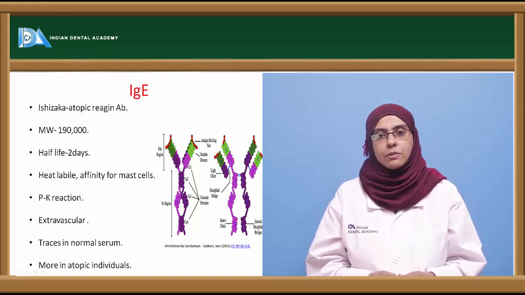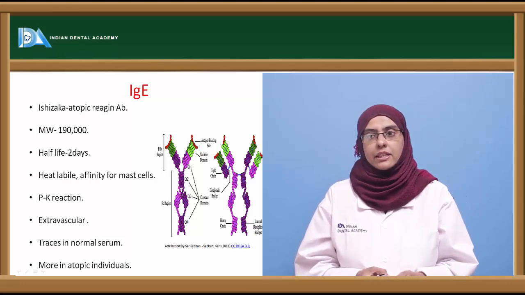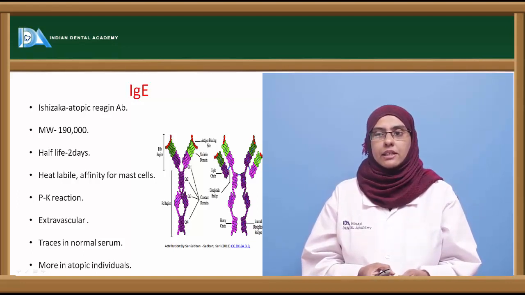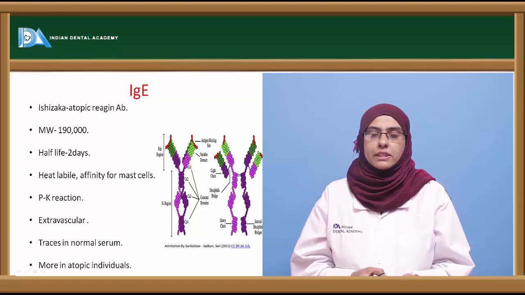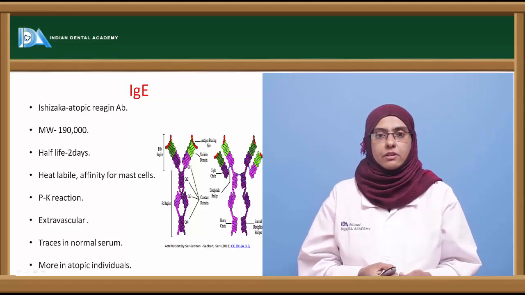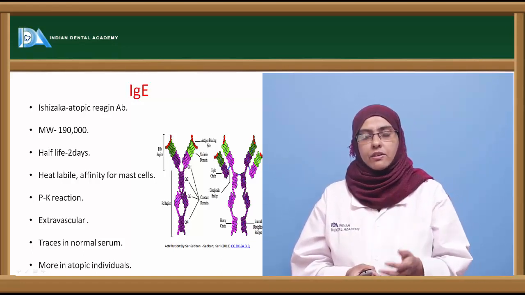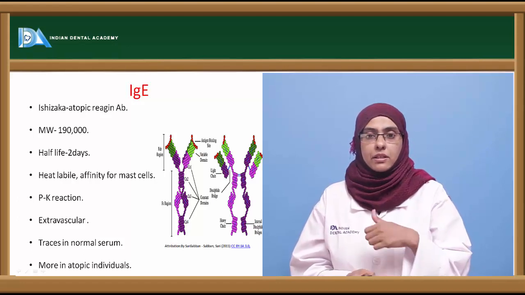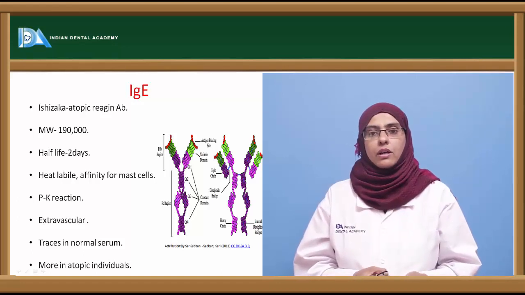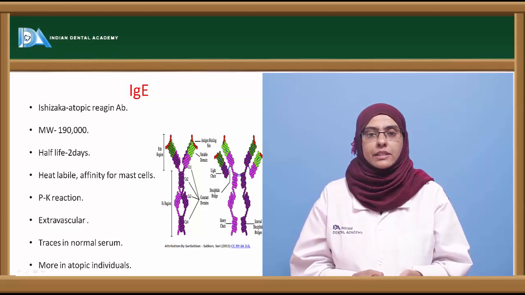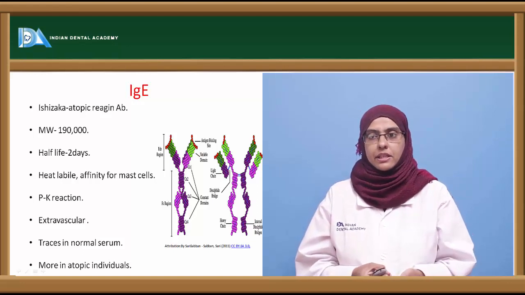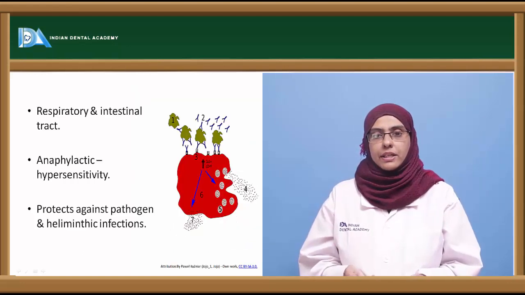And this IgE antibody is mostly extravascular in nature, and it can be seen in traces in the serum of a normal individual. But there is an elevation of serum IgE in people who are atopic or easily get allergic reactions due to hypersensitivity, and it is mostly seen in atopic individuals.